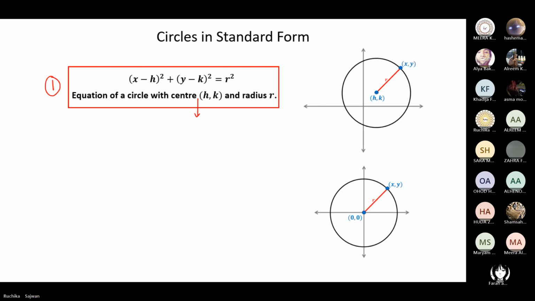Okay. Now tell me, in this equation, the first equation that you just now wrote in your notebooks, I change the center to 0 comma 0, the origin. How will the equation change? Anybody? If I change the center to 0 0, origin, how will this equation change? The first one.